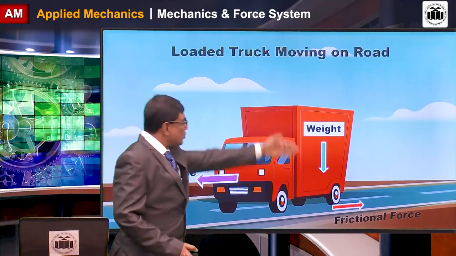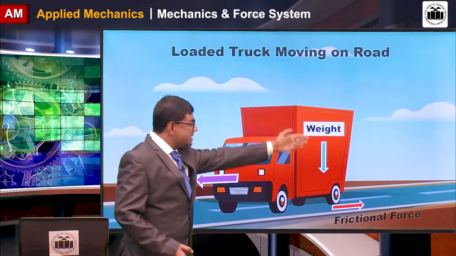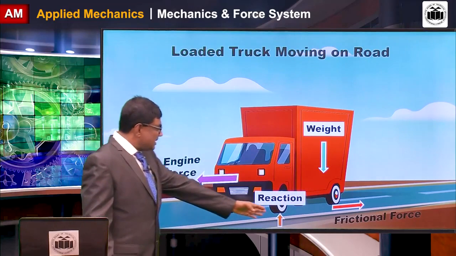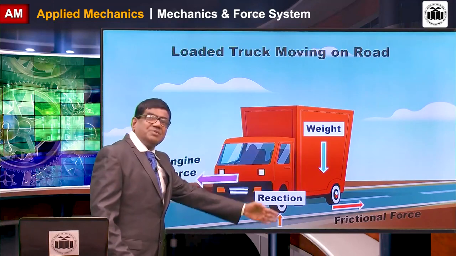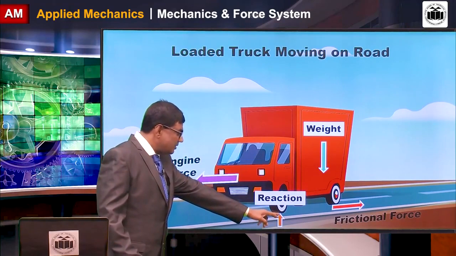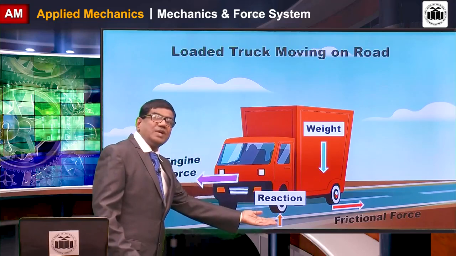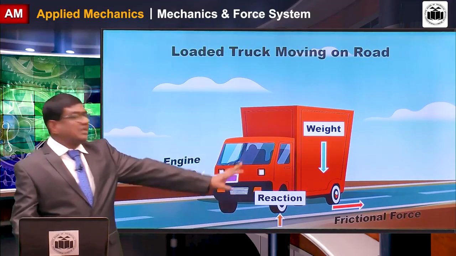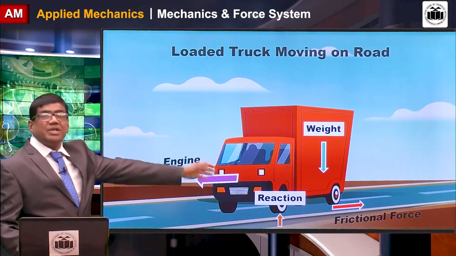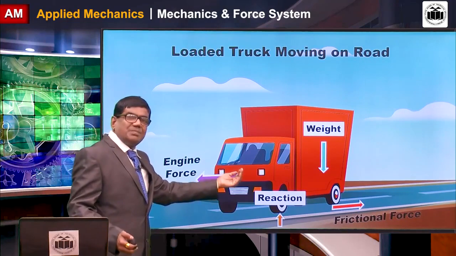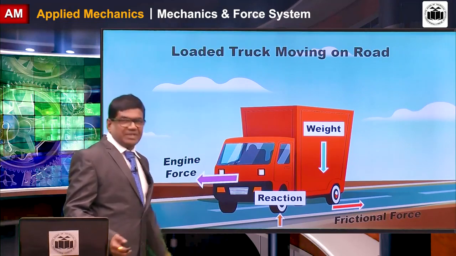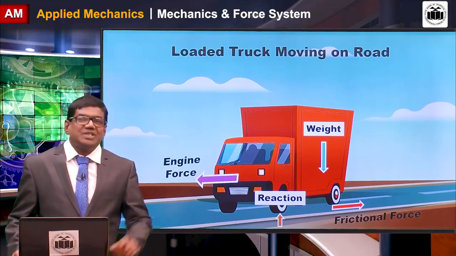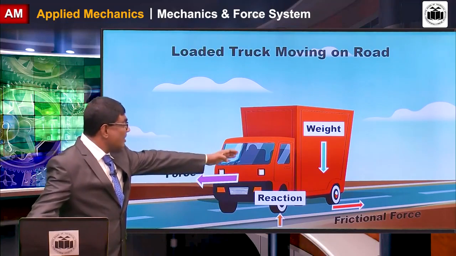At the same time, total weight of the engine, truck and the cargo is acting vertically downward, that is the self weight. One more force, the truck load gets transmitted to the surface through its contact point by a wheel on road, so the road as a surface offers reaction acting vertically upward. So these forces act on the truck, and along with the force system, the truck moves forward. So this is a good example for applied mechanics in dynamics. I think you have got the point how the forces act on an object and what are their effects.